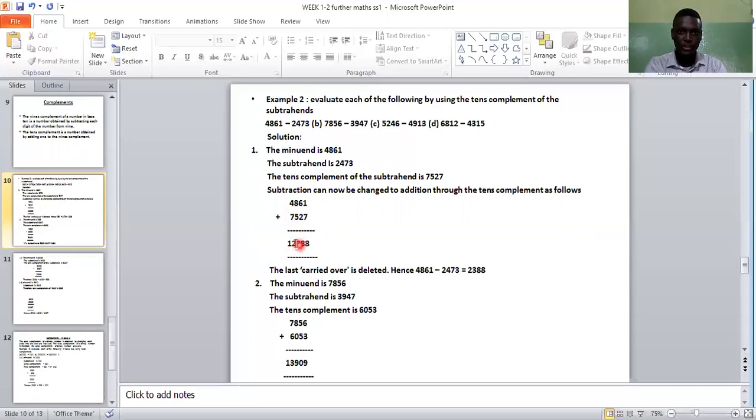Now, when you've done this, remove the first digit. If you remove the first digit, remove it and throw it away. Then your answer should be 2388, which is the same thing as if you had subtracted with the normal method before, without using the 10th complement. This is what you still get.